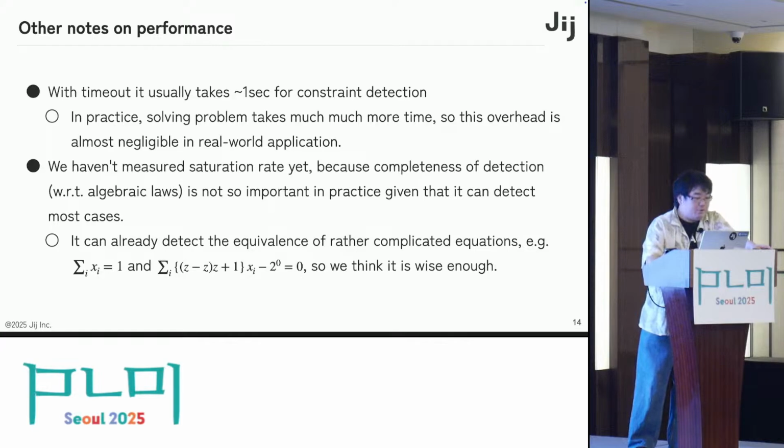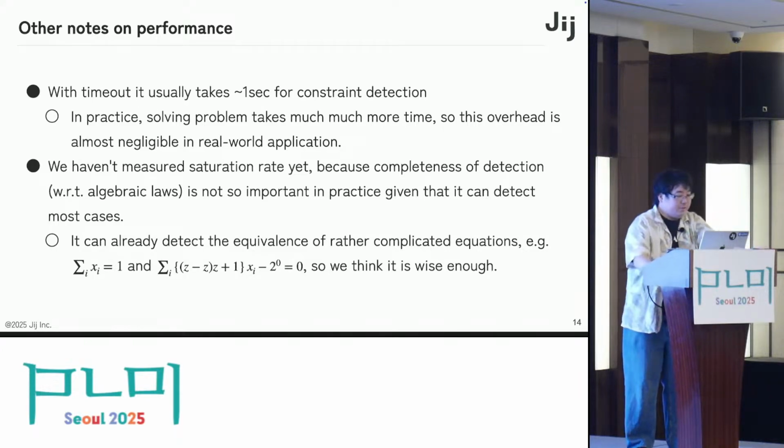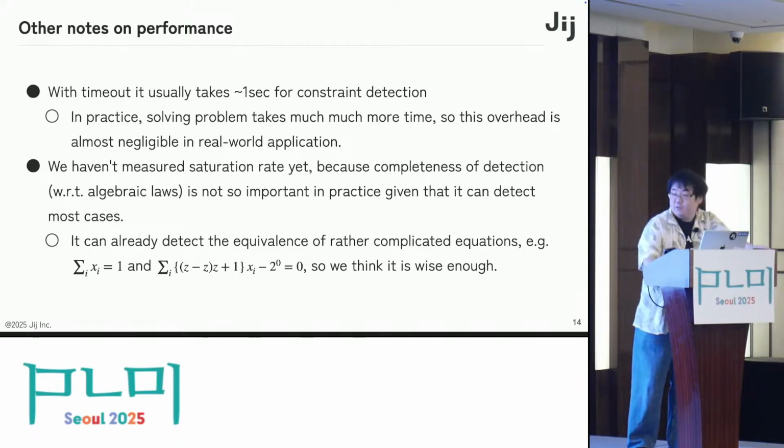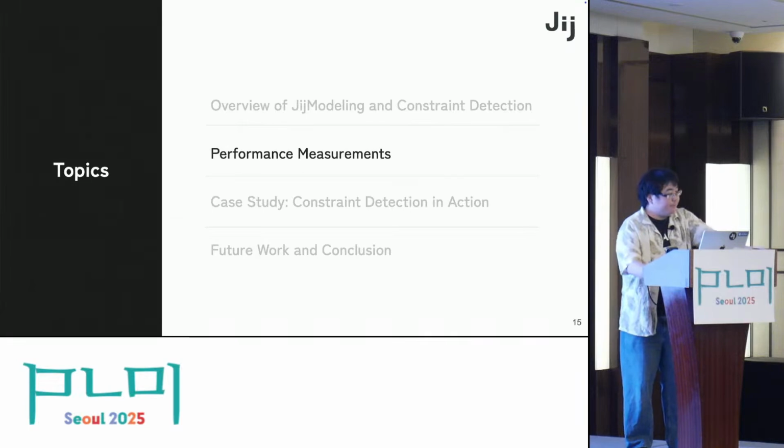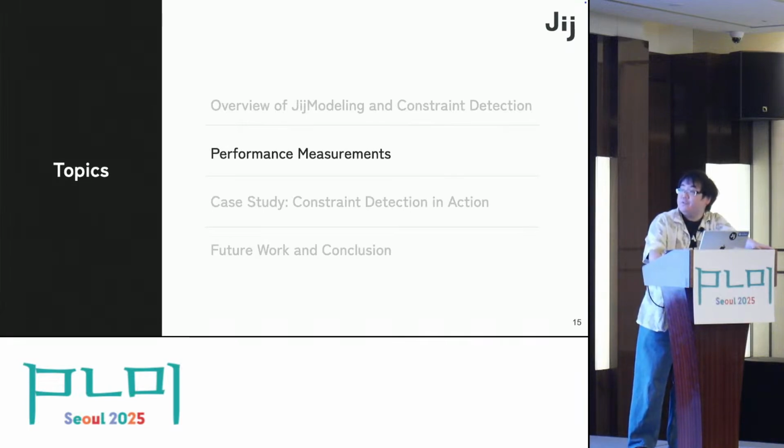And we haven't measured the saturation rate yet, because completeness of detection with respect to algebraic growth is not so important in practice, because we can already cover some variations and equations that can arise naturally, I think. So we think it works well. So okay, it gives us indeed great speedups in solving problems.